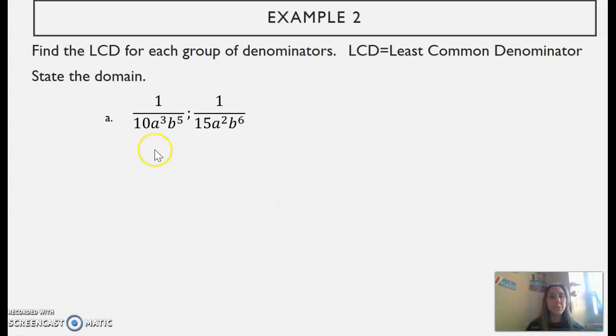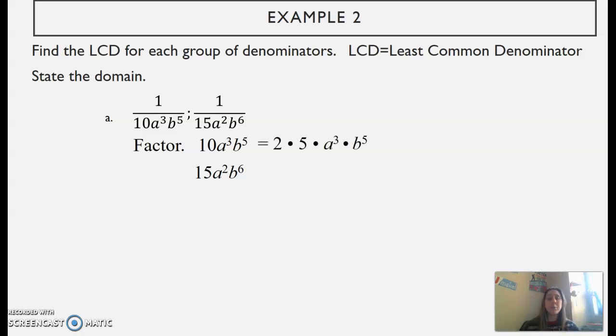So the first thing we want to do here is we're comparing these two. This semicolon just means that we're comparing the two denominators. So we are going to find the least common denominator, which means we need to find the least common multiple between 10 and 15. So the least common multiple between 10 and 15, well, we have 10, 20, 30, 40. Those are multiples. And 15 would be 15, 30, and 45, and I can already see that 30.